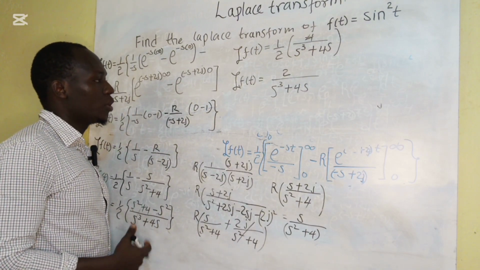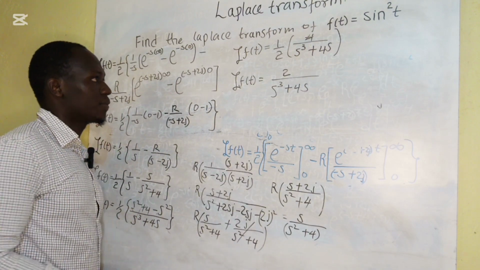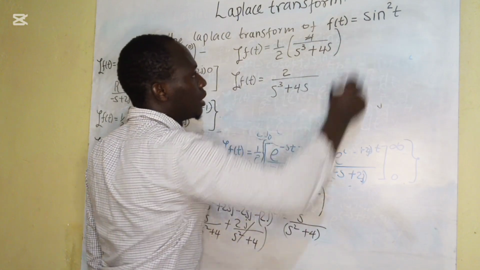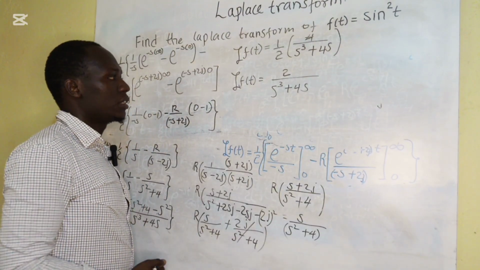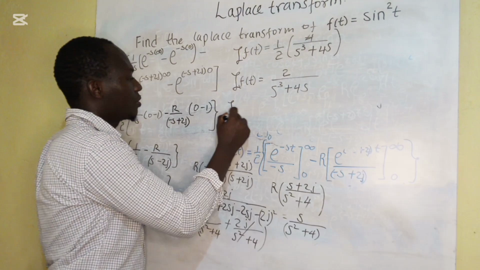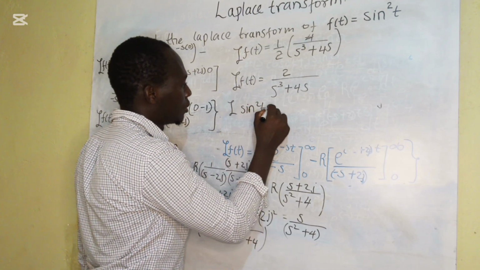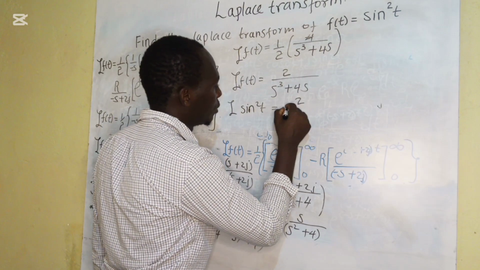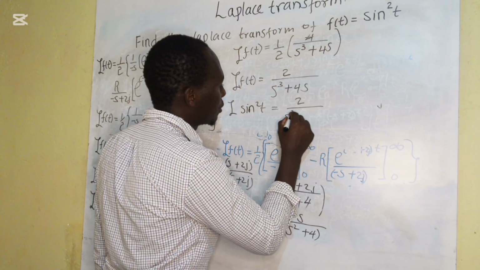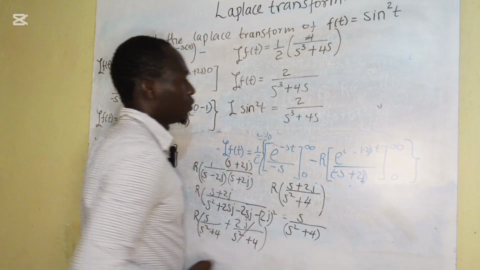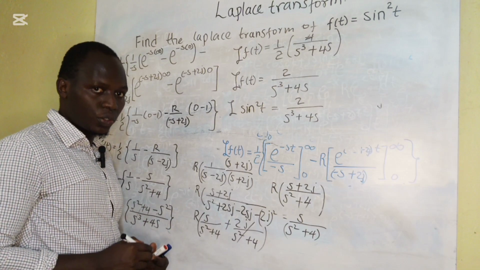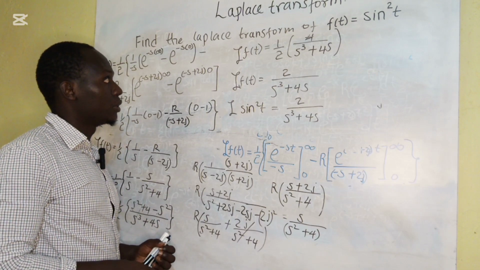And this is how you go about finding the Laplace transform of our function sine squared of t, to mean that the Laplace transform of our function sine squared t is equal to 2 all over s cubed, we add 4s, using the first principle.